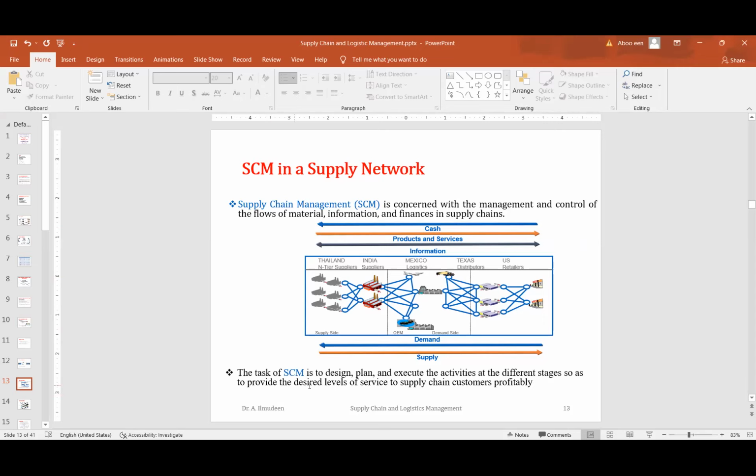The task of supply chain management is to design, plan, and execute the activities at the different stages so as to provide the desired levels of service to supply chain customers profitably. So when they have good rapport and a good network or linkage between these stakeholders and partners, the customers also get the benefit, and the suppliers and some other connected intermediaries also get the benefit in this supply chain process.